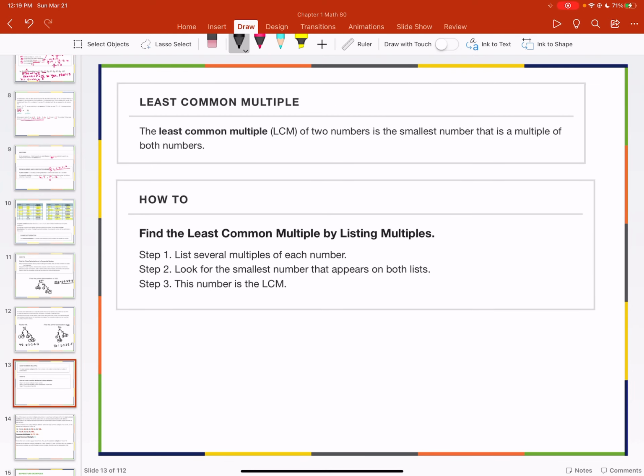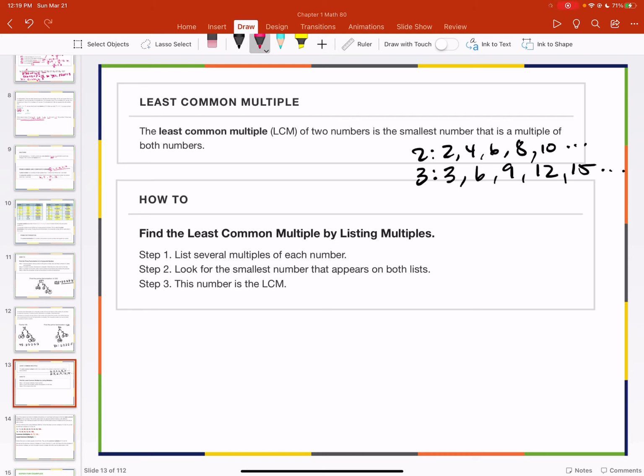All right, so let's talk about the next thing. Now we're ready to talk about least common multiples. The least common multiple of two numbers is the smallest number that is a multiple of both of the numbers. So let's say, for instance, you have 2 and you have 3. What are the multiples of 2? 2, 4, 6, 8, 10, and so on. And then the multiples of 3, you have 3 itself, 6, 9, 12, 15, and so on.